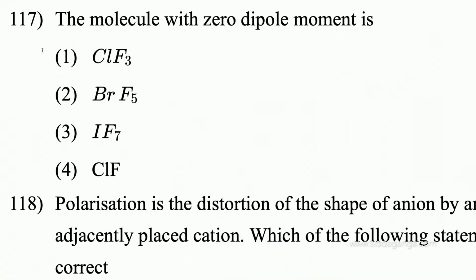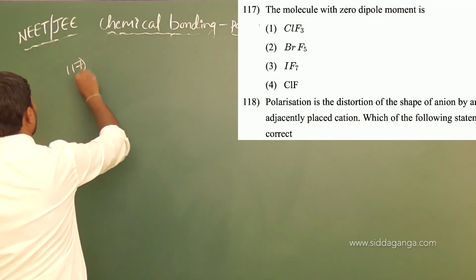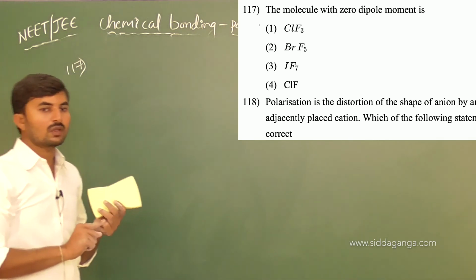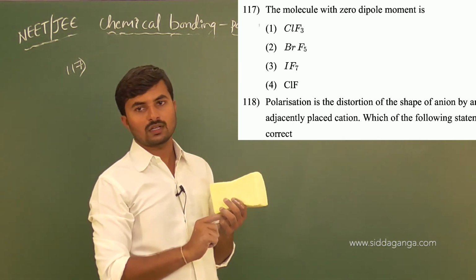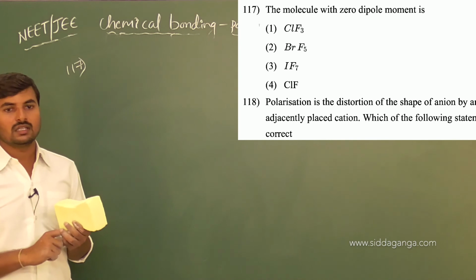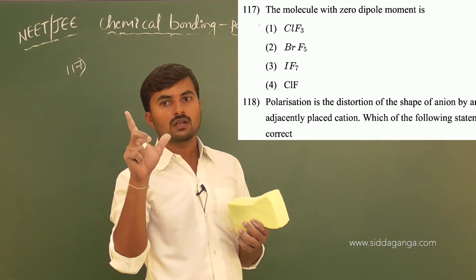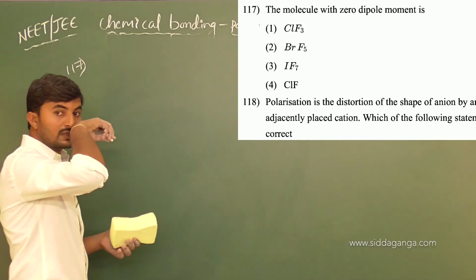And the next one, the molecule with the zero dipole moment is, okay, the molecule with the zero dipole moment. Look, a question on bond dipole or dipole moment will definitely come. That is the most important topic in chemical bonding. Every year in NEET and JEE, one question must arise from the dipole moment concept.